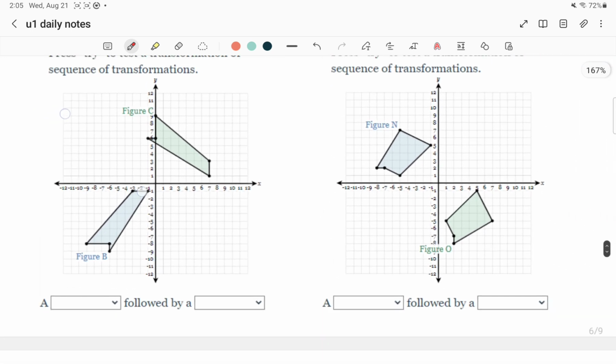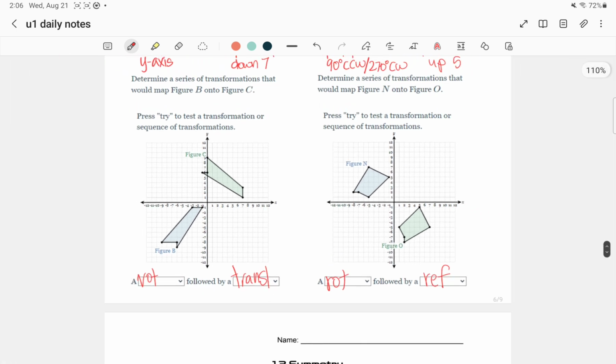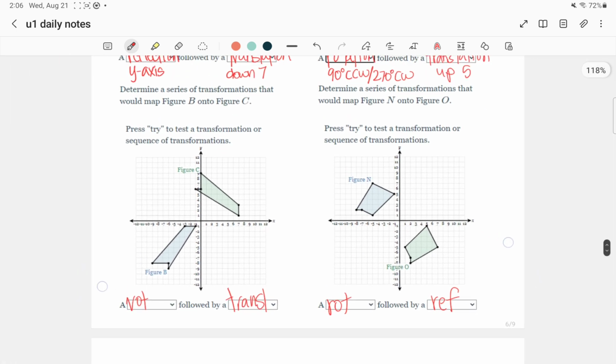Test these out on your own, I think. Nope. I'm not going to go into specifics, but this looks like it's a rotation, then a translation. And then this one is a rotation and then a reflection. Okay, so get the specifics, but I think we got this.